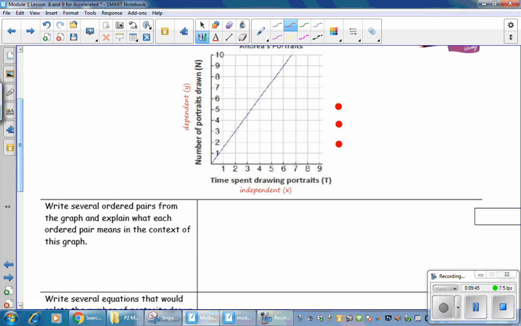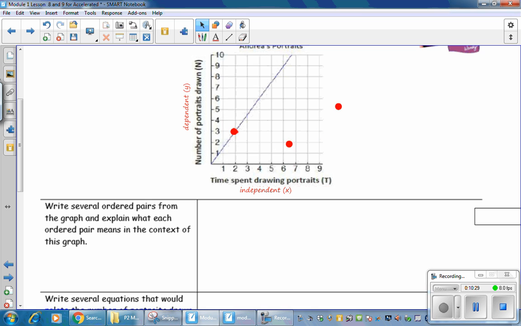The first question says, write several ordered pairs from the graph and explain what each ordered pair means in the context of the graph. So we want to look at the line on the graph, and you want to see where this line intersects the vertical and the horizontal lines. So this point right here would be 1 hour, but it's hard to determine how many portraits it is. So you want to look for where the line intersects the vertical and the horizontal number. So right there, we have 2 hours taking the time for 3 pictures. So that's one of our ordered pairs right there.